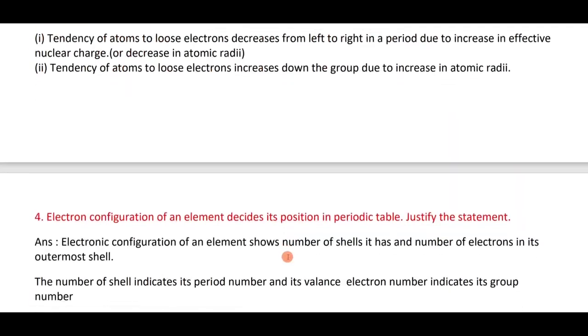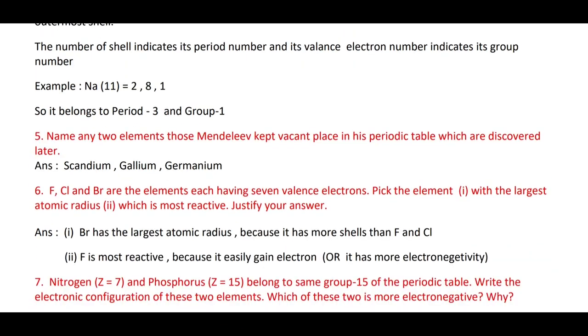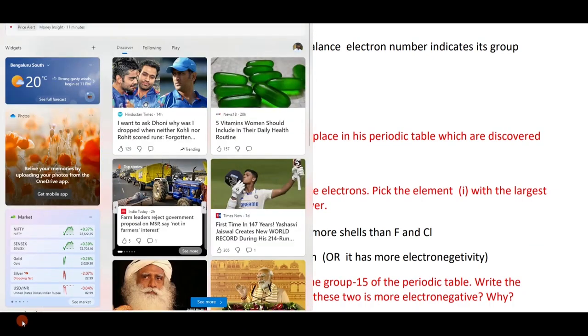Dear students, you have to try to understand Dobereiner's law of triads and its limitations, Newland's law of octaves and its limitations, Mendeleev's law and limitations, and the modern periodic law. Also learn periodic trends: atomic size, metallic and non-metallic properties, electronegativity and electropositivity, valency, and depending on the electronic configuration, how the elements are placed in the modern periodic table.